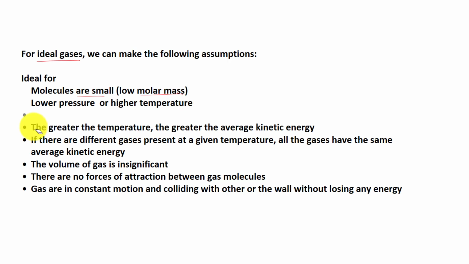Another factor that we look at is the pressure. The lower the pressure, the more ideal it is going to be. Now, the last component is the temperature. The higher the temperature, which is the higher the average kinetic energy for that particular sample of gases, the more ideal. So ideal gases is best for smaller molecules, at lower pressure, but at higher temperature.